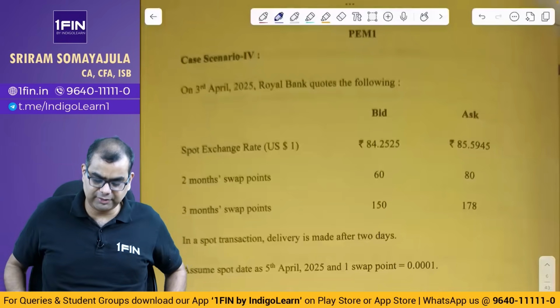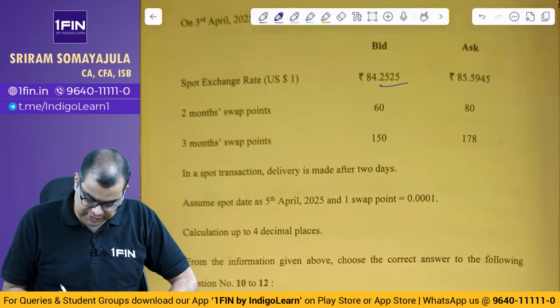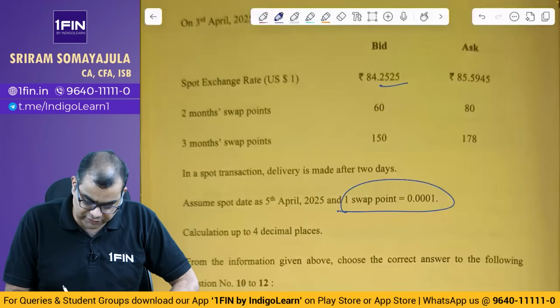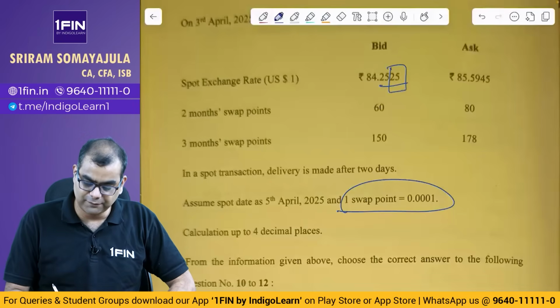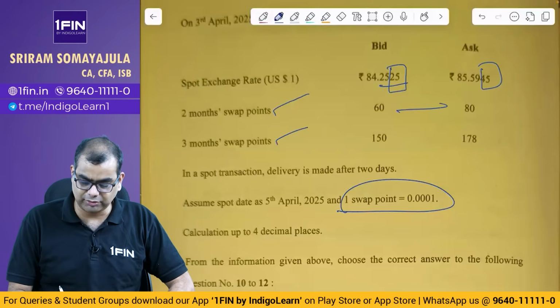Then on 3rd April, Royal Bank got the following quotes: bid, ask, 4 decimal. Please be very careful. 2-month swap points. When they say swap points, they've also very clearly defined. One swap point is equal to 0.0001. That is basically you're referring to the last 2 decimals. Okay. 2-month swap point, 3-month swap point. And please note, bid is less than ask.